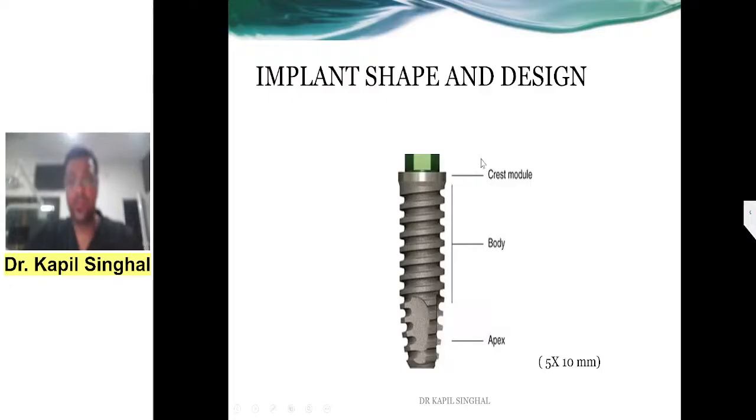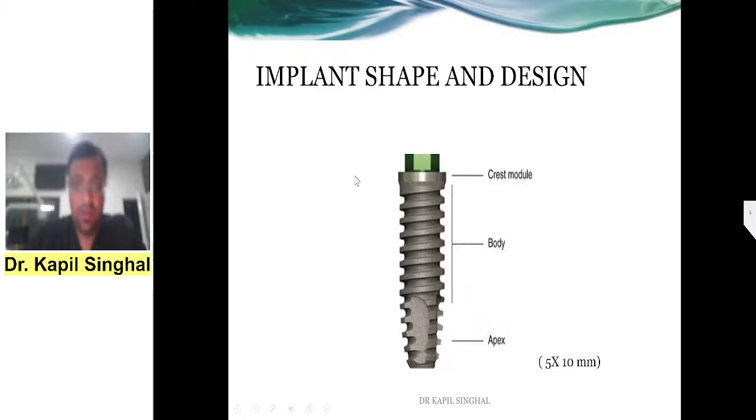Okay. So this body of the implant has screws inside. So whatever implant you're placing, the cover screw, the healing cap, the abutment screw, the impression post screw, they go inside the body of the implant.